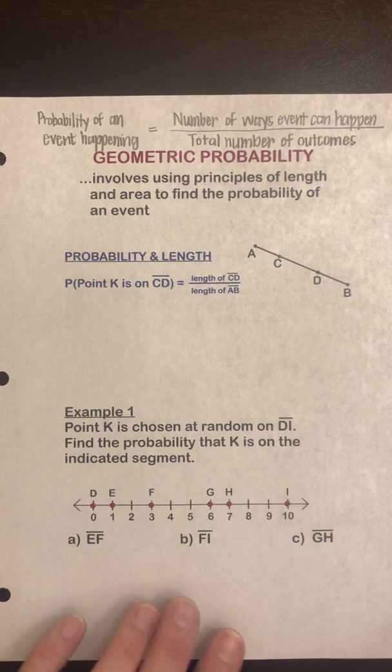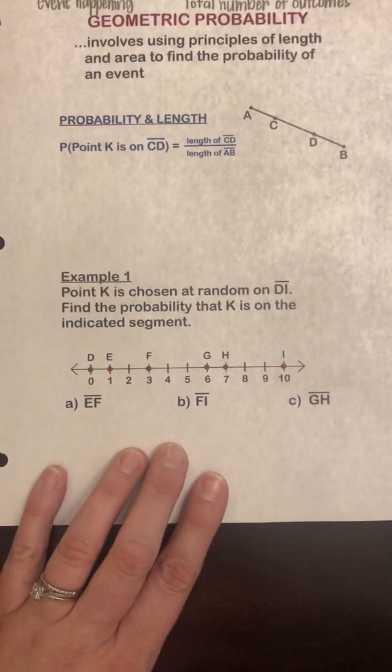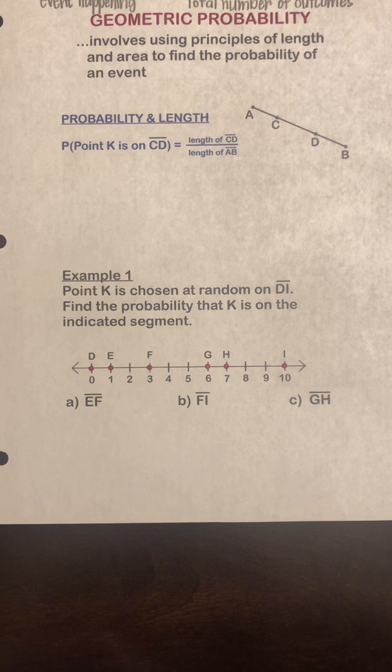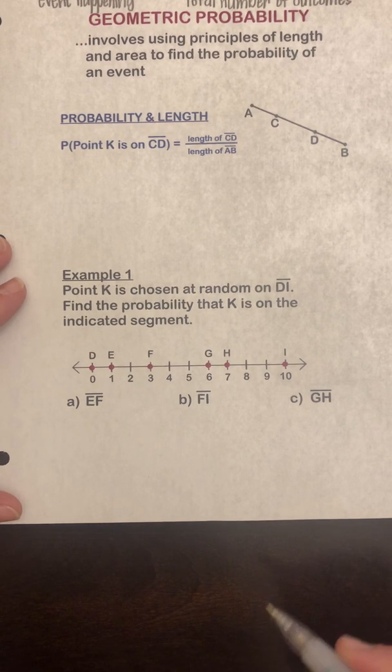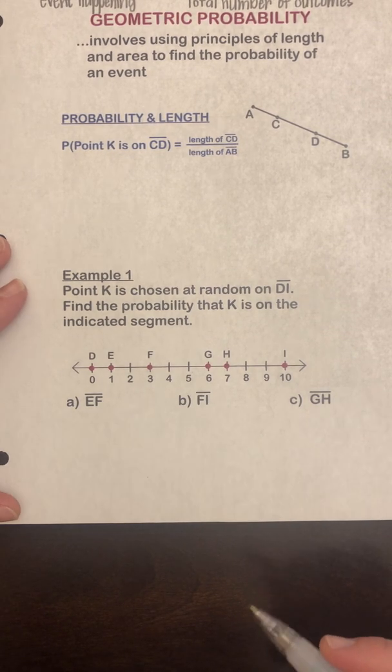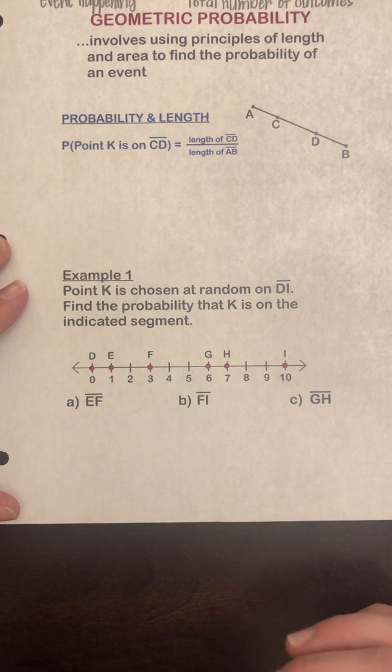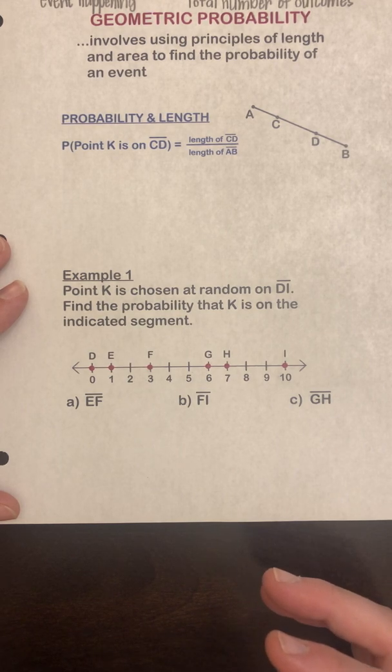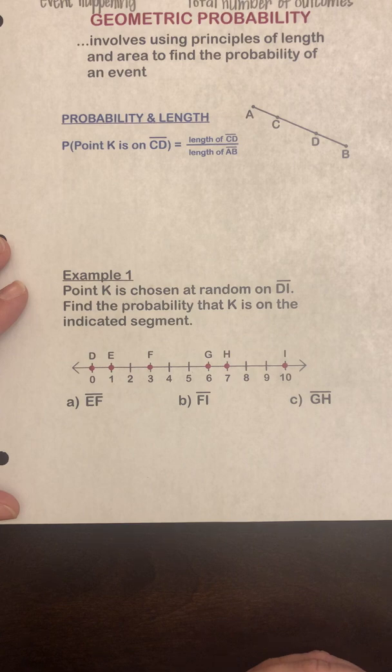So let's take a look at example 1 and see how we can apply that. It says point K is chosen at random on segment DI. Find the probability that K is on the indicated segment. So for letter A, we want K to be somewhere on segment EF. So according to what we just learned, we know probability means how many ways can I get what I want over the total number of ways there are.